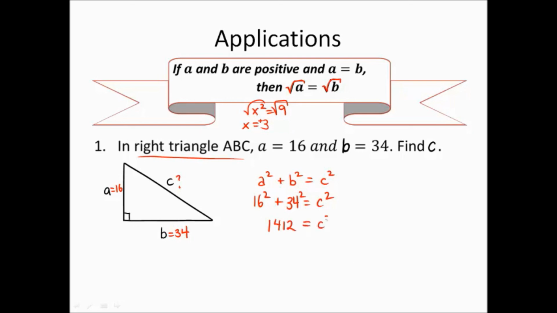1,412. So now if we want to counteract the squaring, we can square root both sides, and we're considering the principal root. The square root of 1,412 is 37.6 approximately. So that tells us that the length of C would need to be 37.6 units.